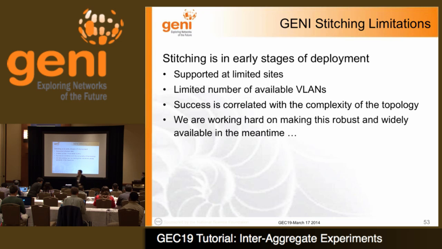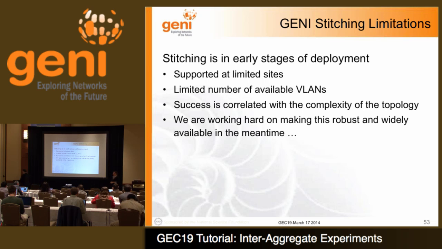Okay, so now I'm going to talk a little bit about other options. So again, we're in the early stage of deploying this to the racks out there. So it's not supported universally. You have limited sites. There is still a limited number of available VLANs. So if many people are using it, you might have trouble finding sites that will have available VLANs.